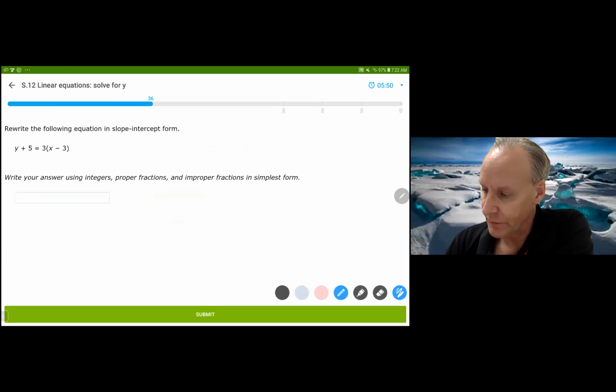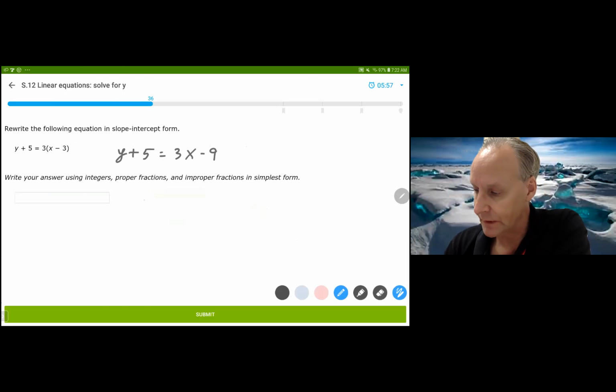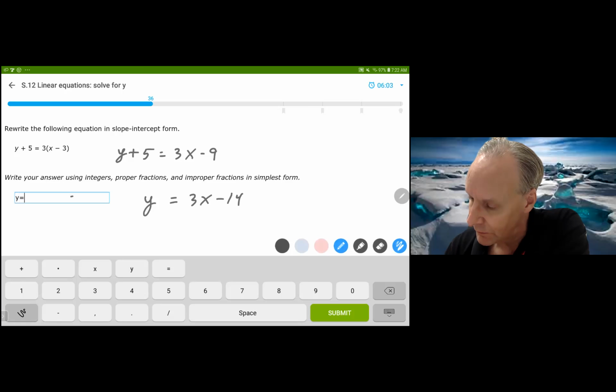We're going to distribute the 3. We have y plus 5 is equal to 3x minus 9. And we're going to subtract 5, and we get our equation: y is equal to 3x minus 14. Another space. Very important to space those subtractions out.